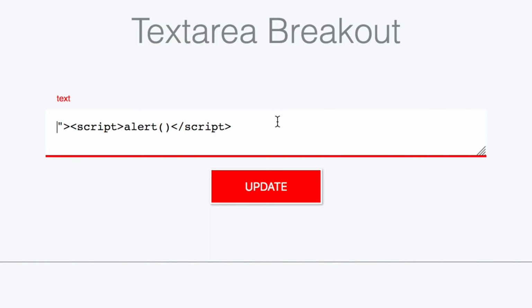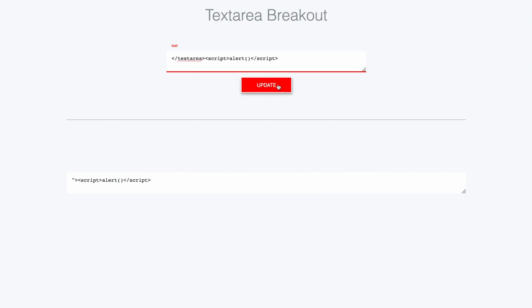Did you get it? All you gotta do is close out the text area tag. So close text area, followed by script, alert, close script, click the update button, and you have a successful attack. There's going to be a remaining closing text area tag after this, but your lazy browser doesn't care, so neither do attackers.